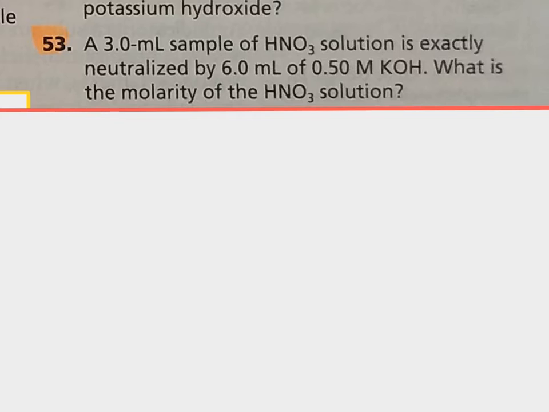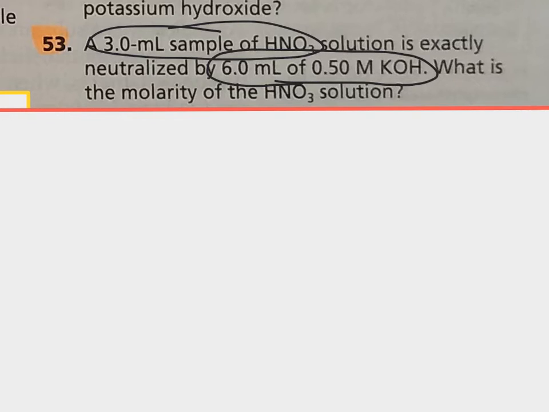Now, if we jump to question 53, I think you're going to see that it's a similar setup and situation. You have a 3 milliliter sample of nitric acid, and it's going to be perfectly neutralized by a volume of a base, which is potassium hydroxide. So first of all, what we know about the acid is that we have 3 milliliters of that acid, and that's called nitric acid, HNO3.